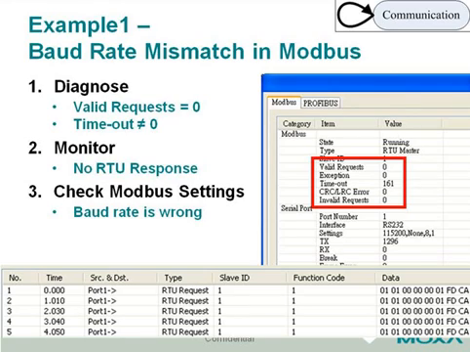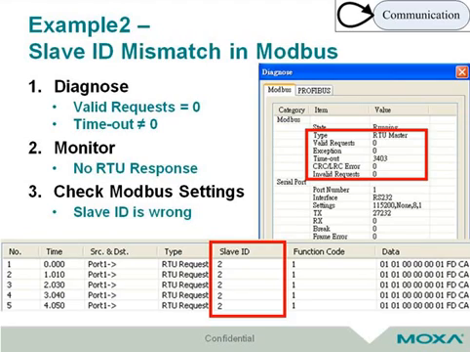We see that there are no RTU responses. This probably is an indication that the baud rate on the serial settings is incorrect. Adjust it, and you are ready to rock and roll again. Here is another example. We find some abnormal conditions, so we check the monitor log. We find that there is no RTU response. After checking the serial settings, we realize that the slave ID is incorrect. After we reconfigure the slave ID, communications are normal now.